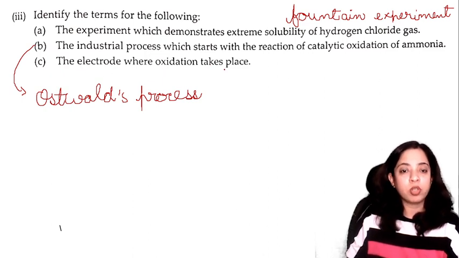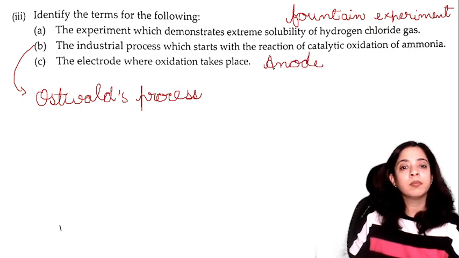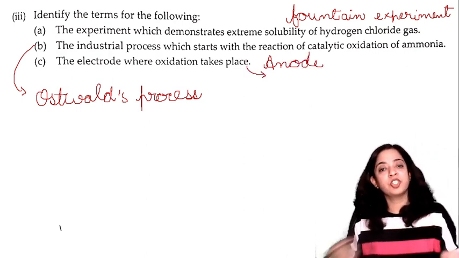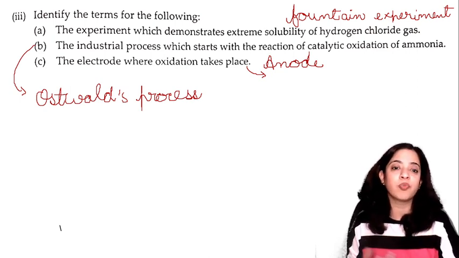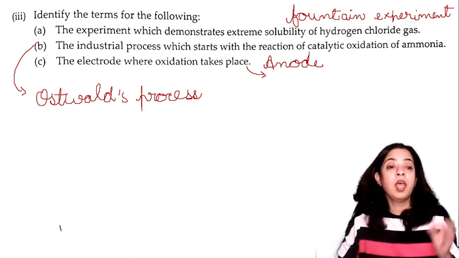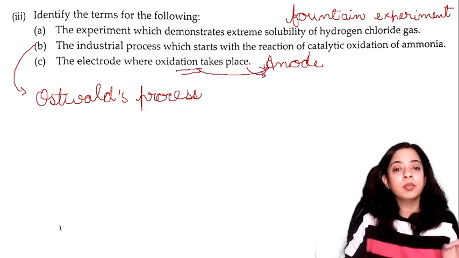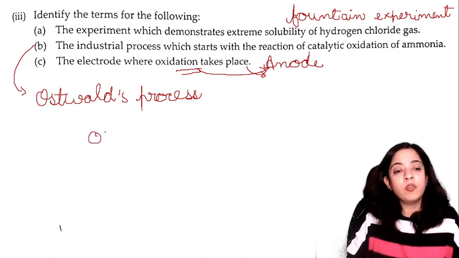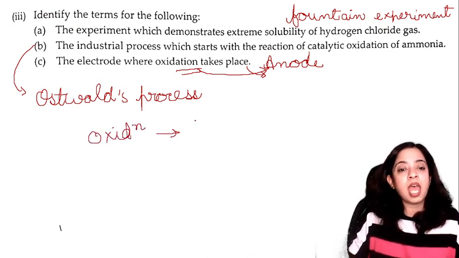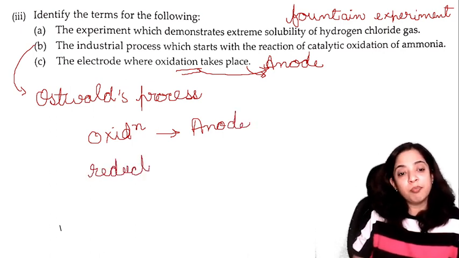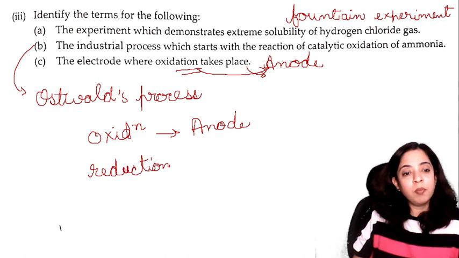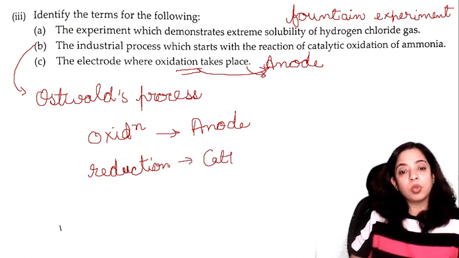The electrode where oxidation takes place. This is so easy. Where will oxidation take place? At the anode, right? And reduction takes place where the metal is formed. Metal is formed by reduction, right? So metal is formed at the cathode, and oxidation takes place at the anode. Always remember, oxidation happens at the anode, and reduction, that is the formation of metal, is always formed at the cathode. Metal ions always travel towards the cathode.